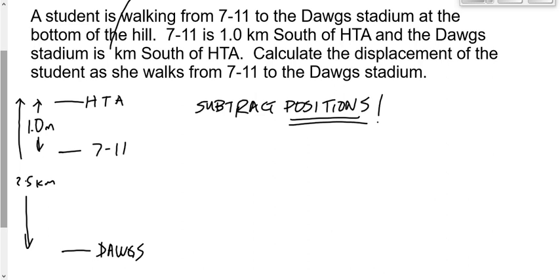Subtract positions. My displacement will be 2.5 kilometers, my final position, minus 1.0 kilometers. That's my initial position. So what's my displacement? It's going to be 1.5 kilometers, right? Does that make sense? If I go from 7-Eleven to the dog stadium, I haven't walked 4 kilometers. We're not going to add those numbers together. We're going to subtract them because they were positions.